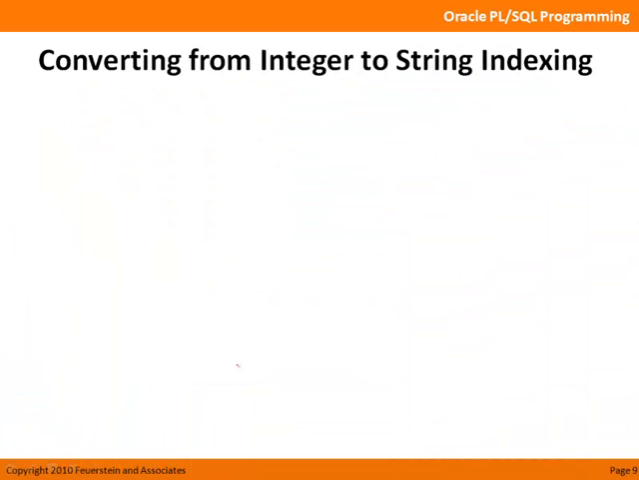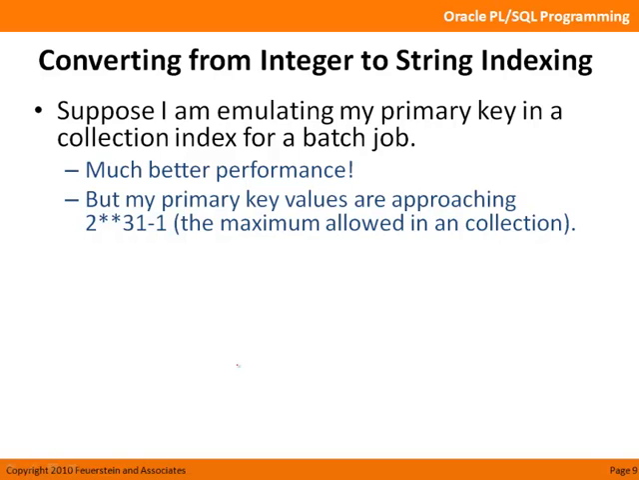Let's talk about another topic that might arise that's relevant to string indexing, and that's when you might want to convert from integer indexing to string indexing. Suppose that I decided to emulate my primary key in a collection index for a batch job. This topic is covered in great detail in the non-sequential indexing lesson in collections, and it demonstrates how you can get much better performance by querying the data down from the database into a collection, using the primary key as an index, and then being able to look up rows of information with the primary key much, much faster, order of magnitude or more, than querying over and over again.